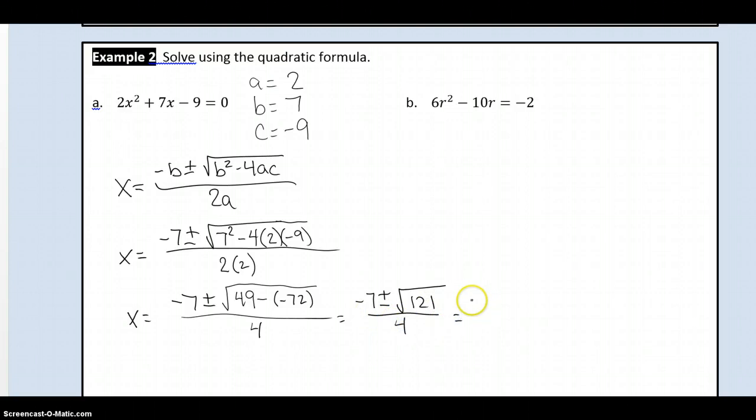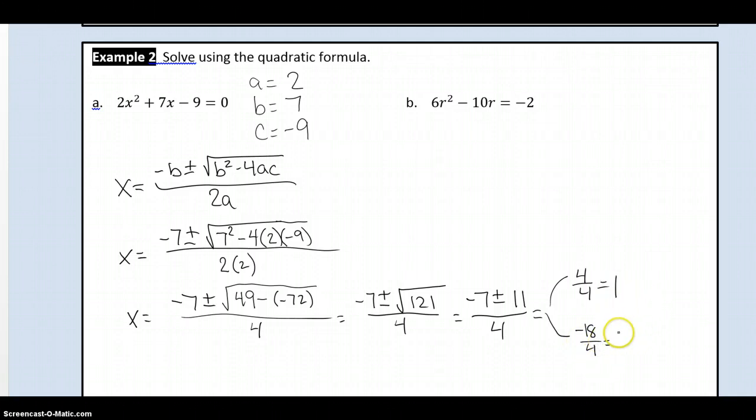That will be 121 over 4. Okay, close to last step here. Negative 7 plus or minus the square root of 121, which is 11, over 4. So from here, it's kind of like you have to do two problems. You need to do negative 7 plus 11, divide that by 4, and you need to do negative 7 minus 11 and divide that by 4. So it's going to kind of spring off into two places here. Negative 7 plus 11 would be 4 over 4, which is 1. Negative 7 minus 11 is negative 18 over 4.